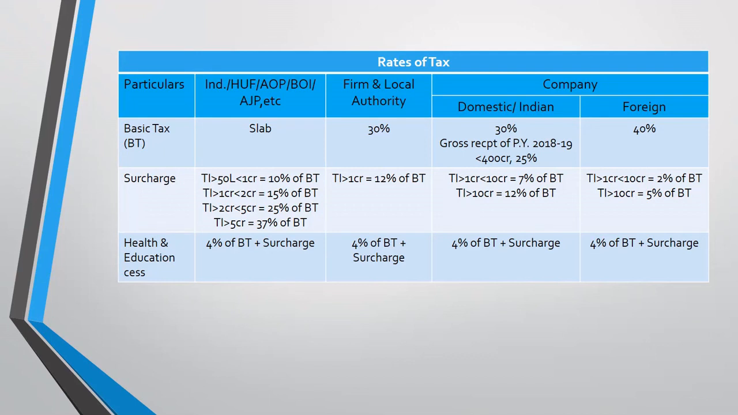For a firm and local authority, the basic tax is 30%. Surcharge, if more than 1 crore rupees, is 12% of basic tax. For a company, which is a domestic company, the basic tax is 30%. The surcharge, if total income is more than 1 crore but less than 10 crore, it is 7%. And if total income is more than 10 crore, it is 12%. For a foreign company, the basic tax is 40%. Where the total income is more than 1 crore but less than 10 crore, the surcharge is 2%. And if the total income is more than 10 crore, the surcharge is 5%.